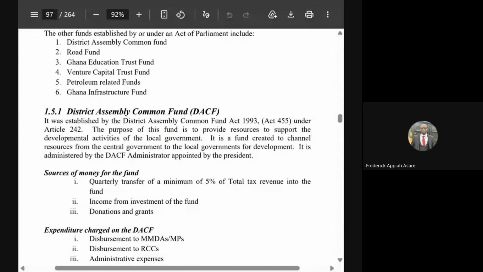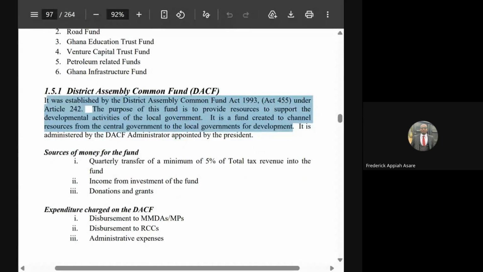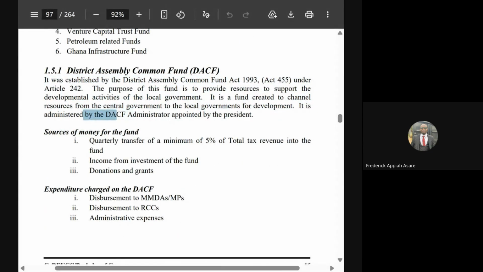Now let's take each of the other funds one after the other. We have the District Common Fund, that is the DACF. It was established by the District Assembly Common Fund Act 1993, Act 455. The purpose of this fund is to provide resources to support the developmental activities of local government. It is a fund created to channel resources from the central government to the local government for development, and it is administered by the District Assembly Fund Administrator appointed by the government.